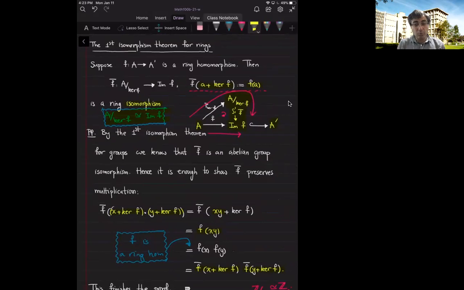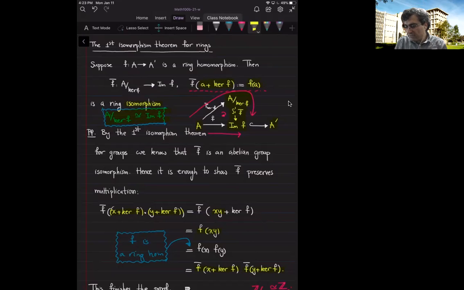And we have more detail. We have the concrete isomorphism between these two rings. What is the isomorphism? The map that sends the coset represented by A to F of A. That's our isomorphism. We can also write it in diagram form.